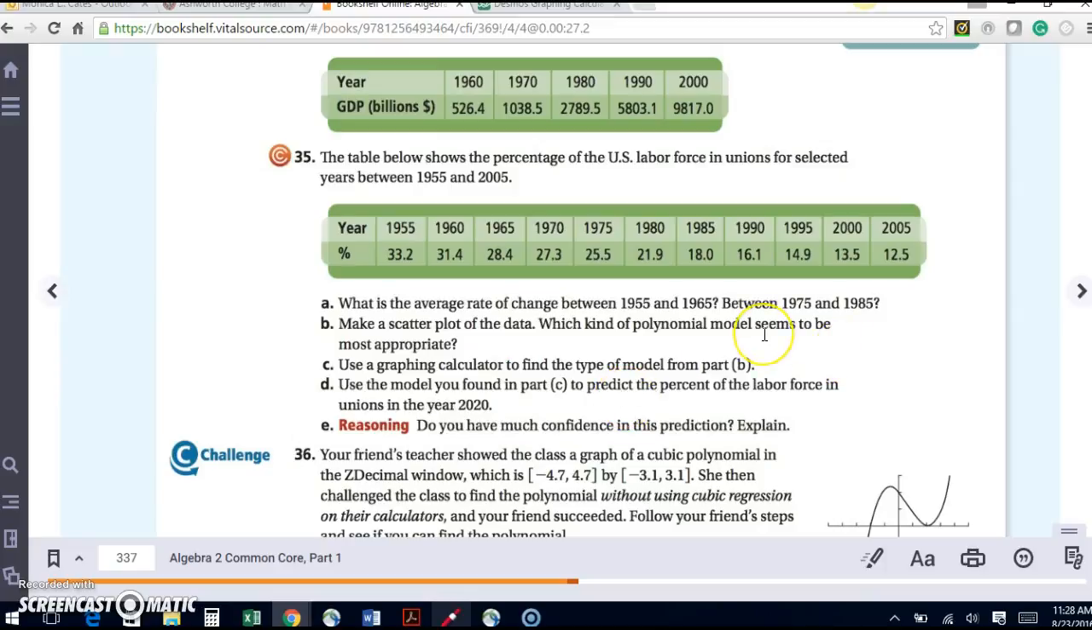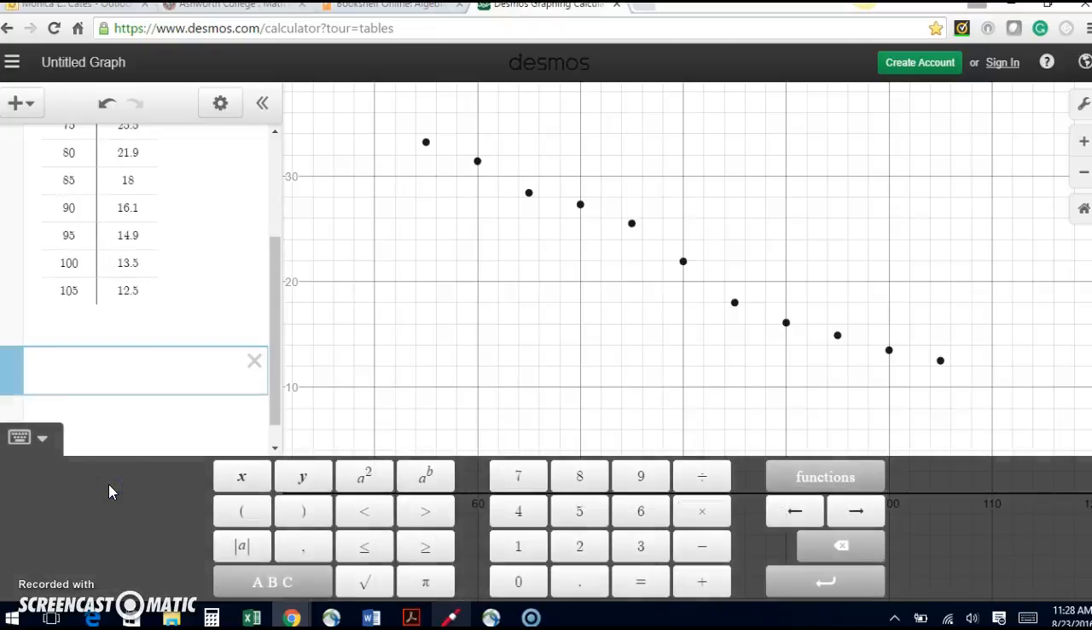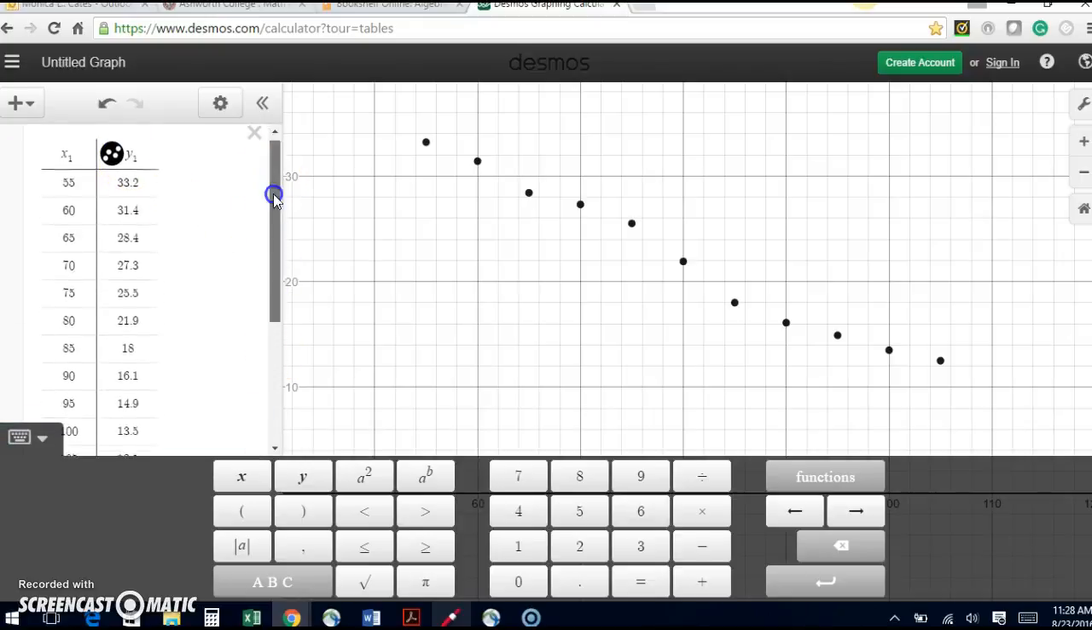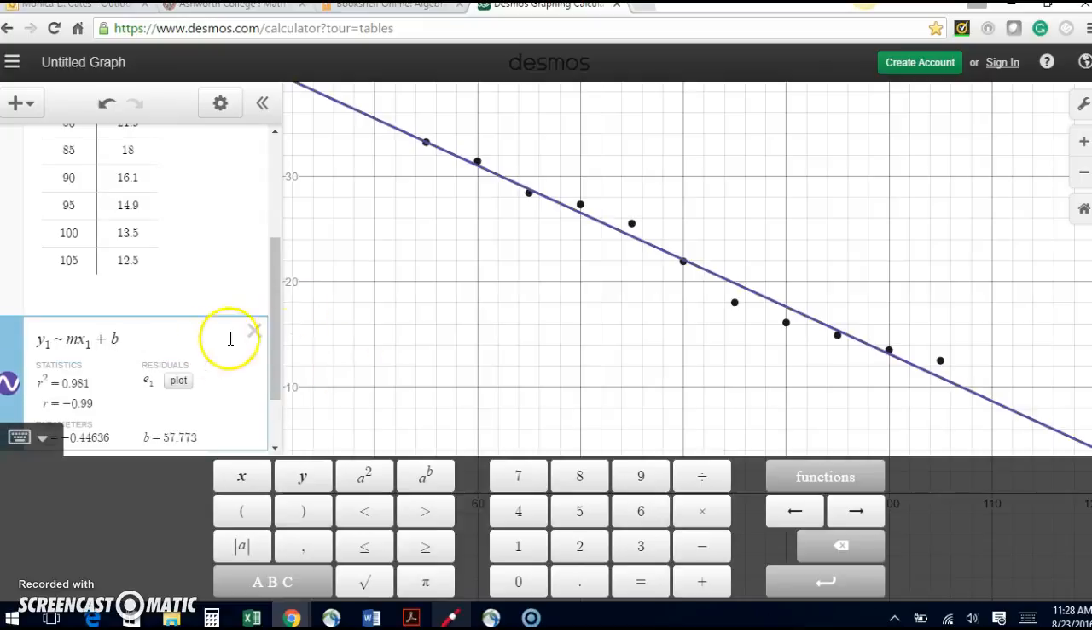Which kind of polynomial model seems to be the most appropriate? Looks linear, which is good. It's easy to put in there. So it says use a graphing calculator to find the type of model for part B. So good thing we already put in our graphing calculator. And I'm going to put Y1 because this is what it's named here. Then I'm going to put my tilde sign. I'm going to say mx1 plus b, and see what I get.